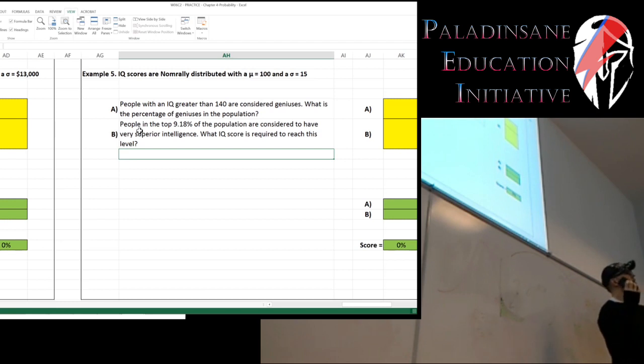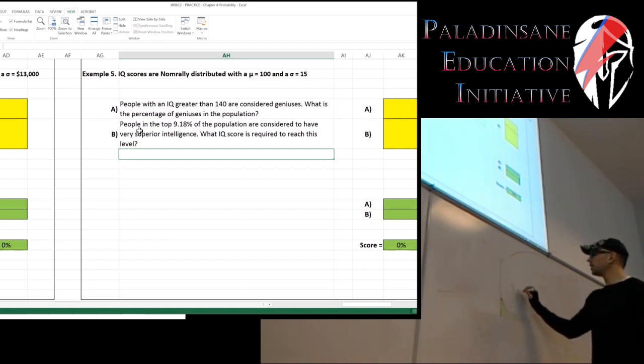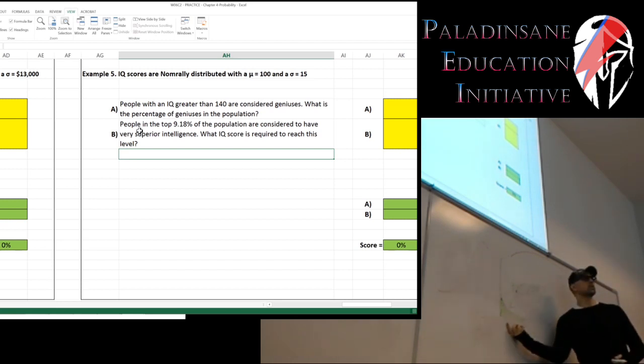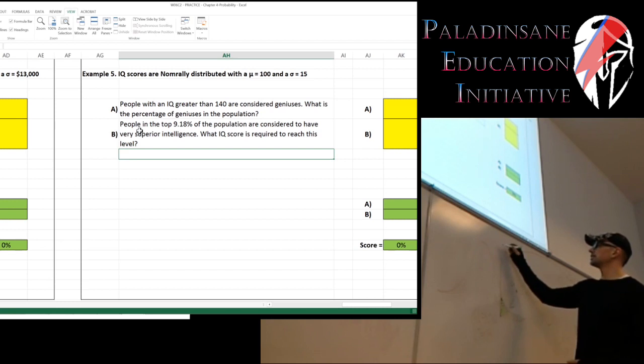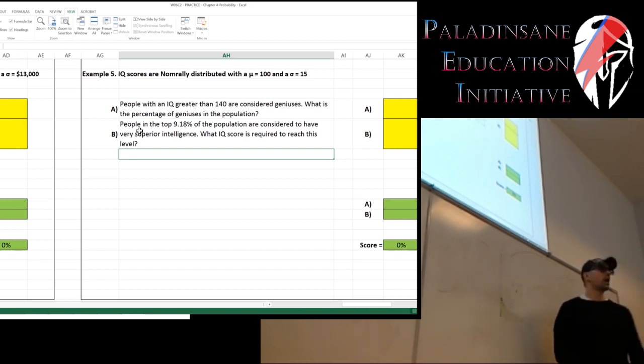So in this case, we're starting with a percentage. So we know what percentage we want. We want 9.18. And again, we know which area we want, right? So it's 9.18 in the tail, because you have to be at least that high of an IQ score or higher to have very superior intelligence. So we once again want this tail, but now the question is, what's our raw score? What IQ do we need?